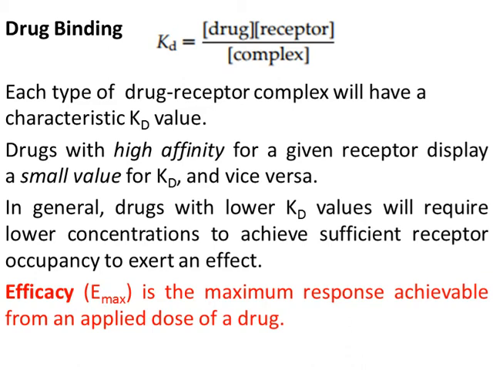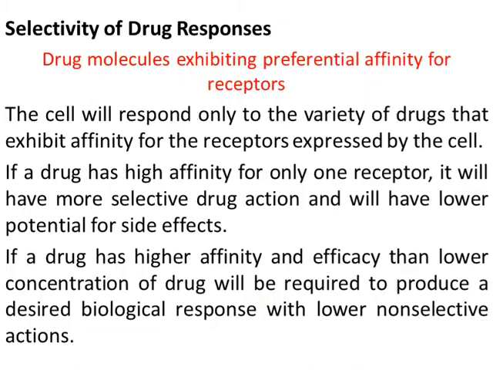You should know these terms: affinity, efficacy, ED50, LD50 and the therapeutic index. Next, we have the selectivity of the drug response. We know that a drug always shows a response when it binds with the receptor. There are many receptors present in the body, and if a drug binds with all types of receptors, then the drug will produce many types of responses, because each type of receptor is responsible for a particular biological activity. So if your drug binds with more than one receptor, it is producing more than one biological activity, and most of those activities are not desired.